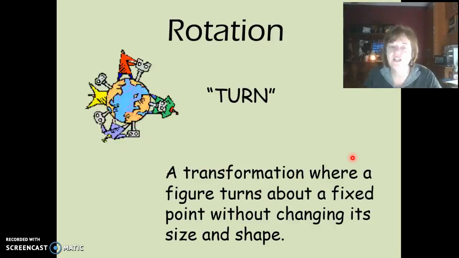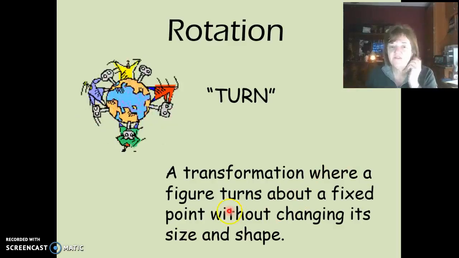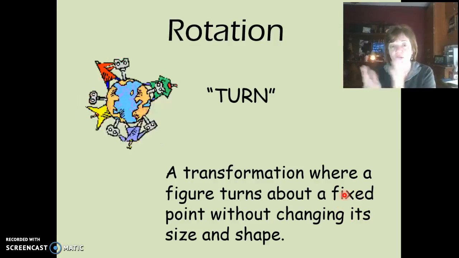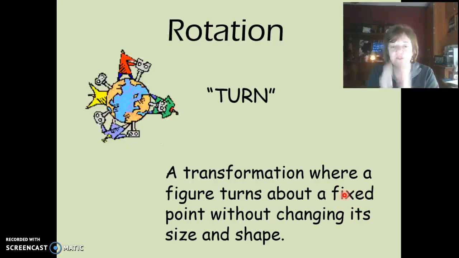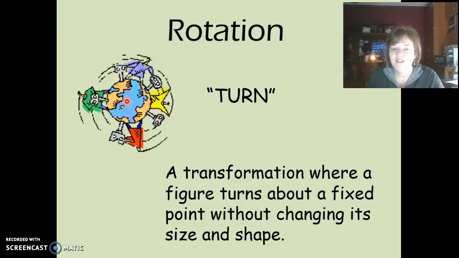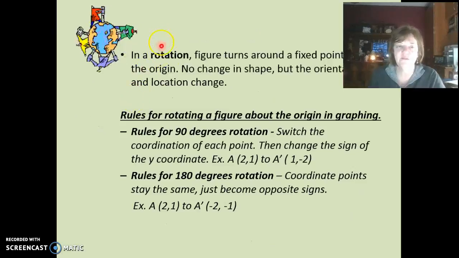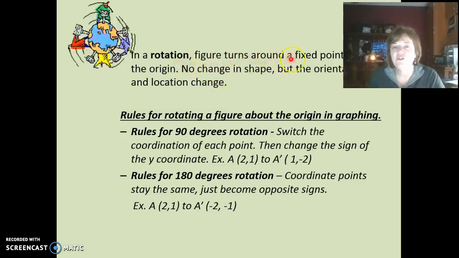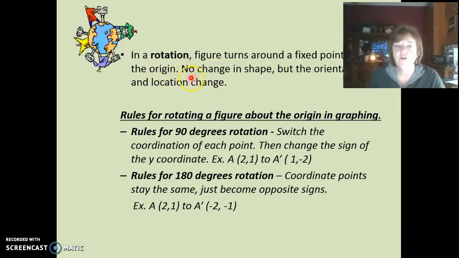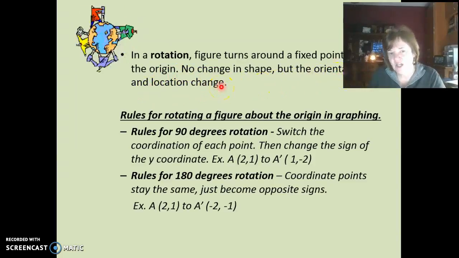All right, rotation. To rotate means to turn. And in this case, it's a figure that turns around a fixed point. Now, our last one, it was a fixed line, a line where we did the reflection. Now it's just a point. All right, we're going to rotate around a fixed point, like right here, okay, without changing its size and shape. So let's hear about those rules. Oh, I covered up some of it. Sorry, guys. In a rotation, a figure turns around a fixed point, such as the origin. Quite often, the origin is used. There is no change in shape, but the orientation and the location change.